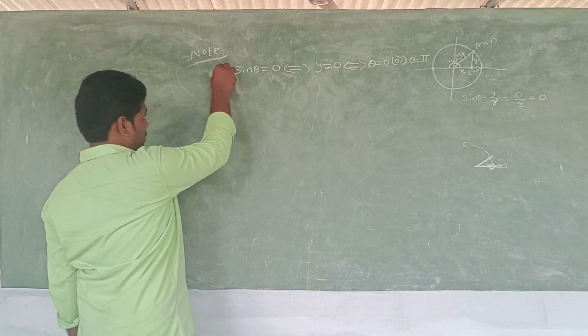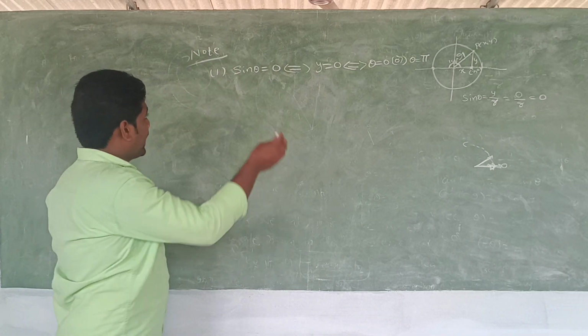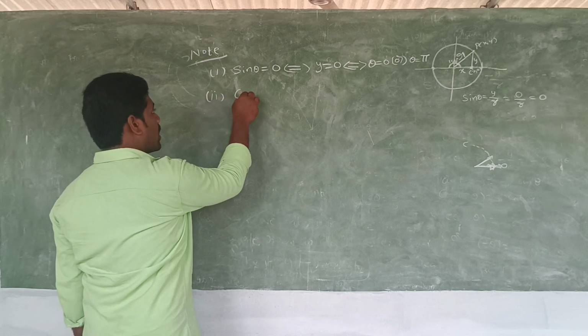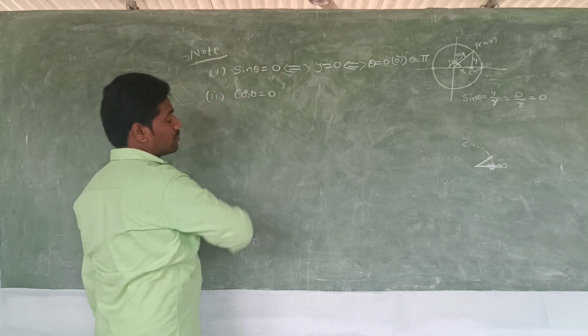This is the first one. Okay, next, the second one. Cos theta is equal to 0.